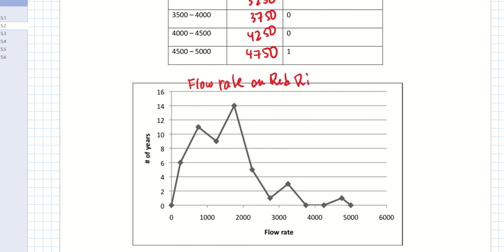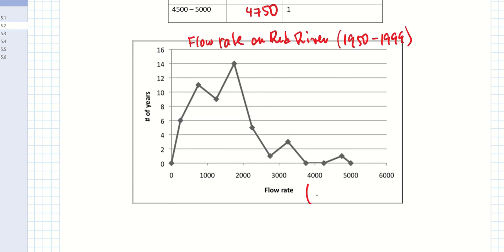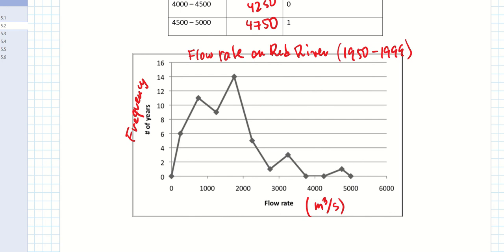On the Red River, between 1950 and 1999, and the flow rate is still the same units, cubic meters per second, and here we have number of years, or this is your frequency. So the title and the labels should be the same as for a histogram, just the graph itself is going to look a little different. So this here is a frequency polygon, but it serves the same purpose as a histogram.